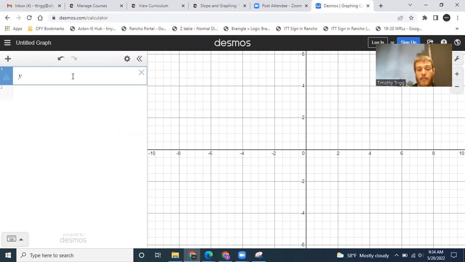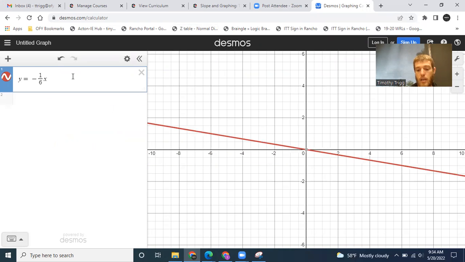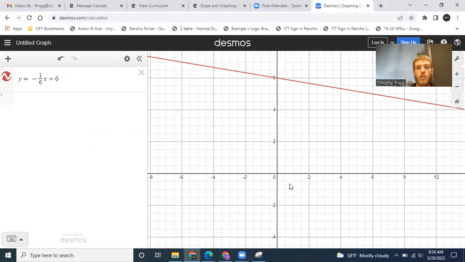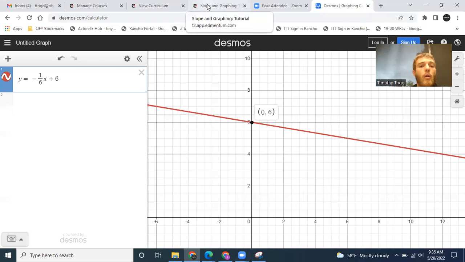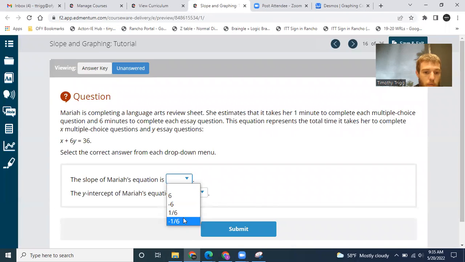So if you have Desmos open on another tab, it's really great for graphing any equation really. y equals -1/6 x, and then it's +6. Notice here, it's the same graph that I showed you earlier. It has a y-intercept of 6, crosses the y-axis at 6. Then you go down 1 over 6, down 1 over 6 to get to this coordinate point here, right? This is 6, 5. But you can see it's a downward slope, a slope of -1/6 in this case. Okay, so here, -1/6, y-intercept 6.